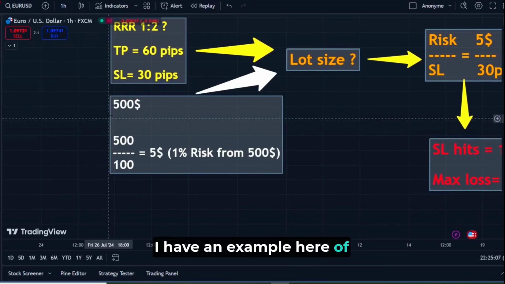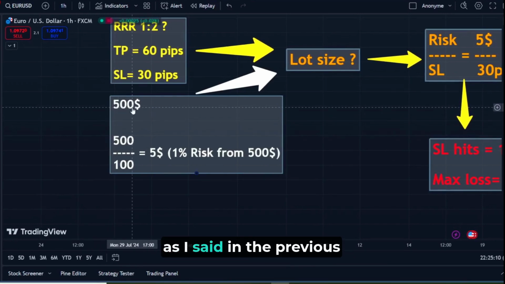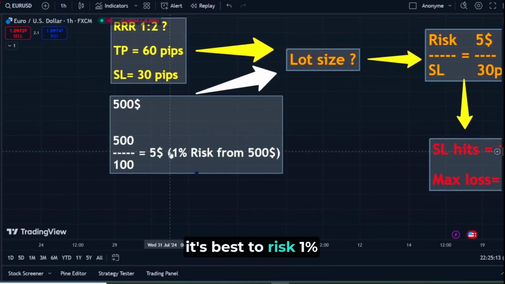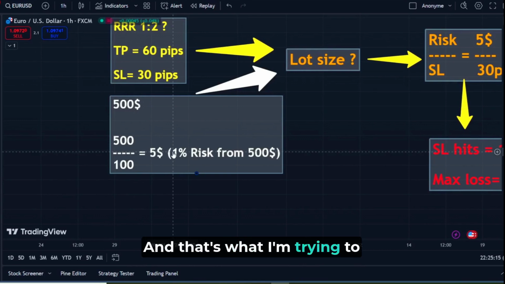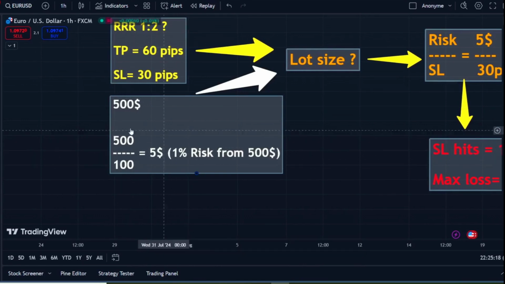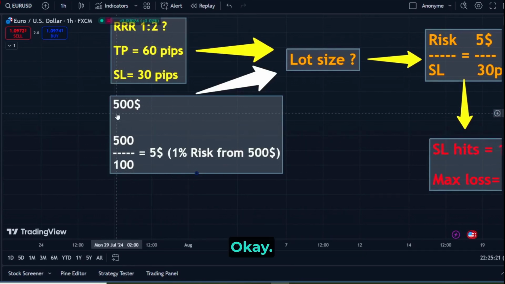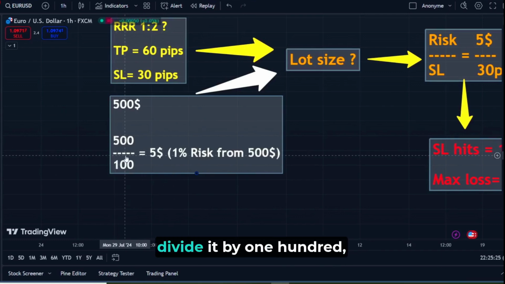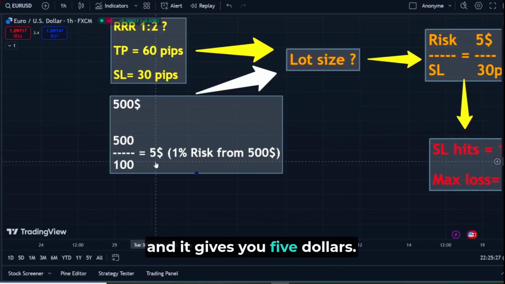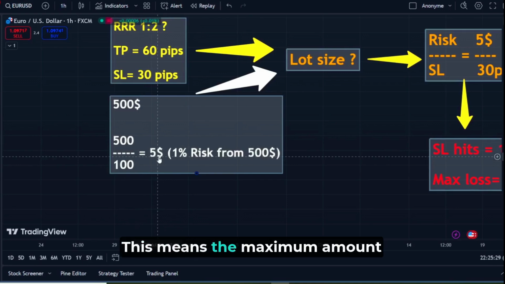I have an example here of $500. Well, as I said in the previous episode, it's best to risk 1% on each trade. And that's what I'm trying to convey here in this example. Okay, I have $500 as my capital. You take the $500 divided by 100 and it gives you $5. $5. This means the maximum amount you are allowed to lose on each trade you enter.